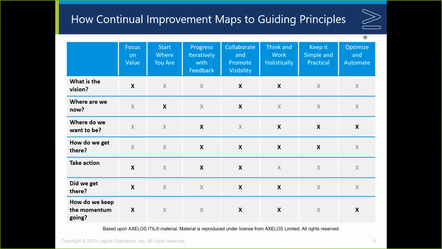And as you work your way through the various activities in the continual improvement model, there are different guiding principles that have a disproportionate role. So you won't be surprised, for example, that when we start asking where are we now, figuring out our baseline, start where you are is probably an important principle there. And of course, this all makes general sense, but helping them think about how the guiding principles work in the context of improvement is important.